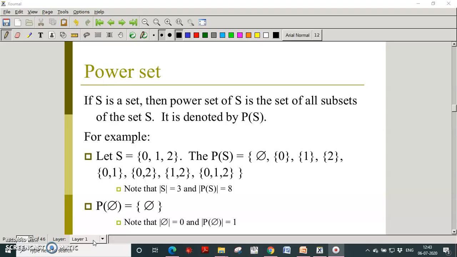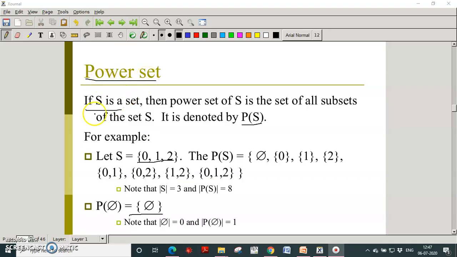In the previous lecture, we have studied the definition of set, representation of set, and types of sets. So today's lecture we are going to discuss the power set, Venn diagram, and set operations and their properties. First I will discuss the power set.